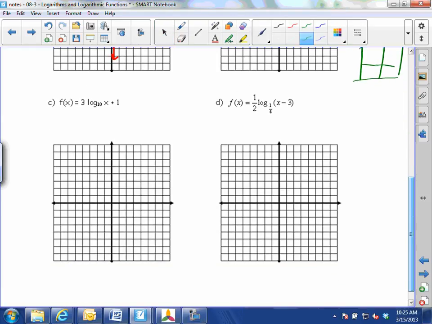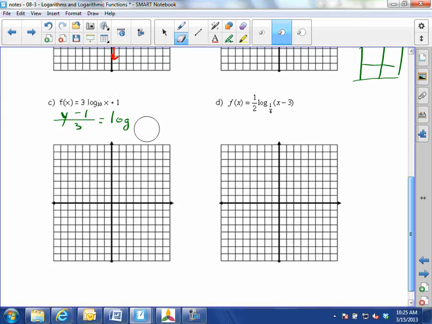Okay, so remember it's always equal to our exponent, right? Our base is 10. Our exponent is y. Actually, we should probably go over to 1 and divide by 3 first. So we have minus 1 divided by 3 equals log 10 x.